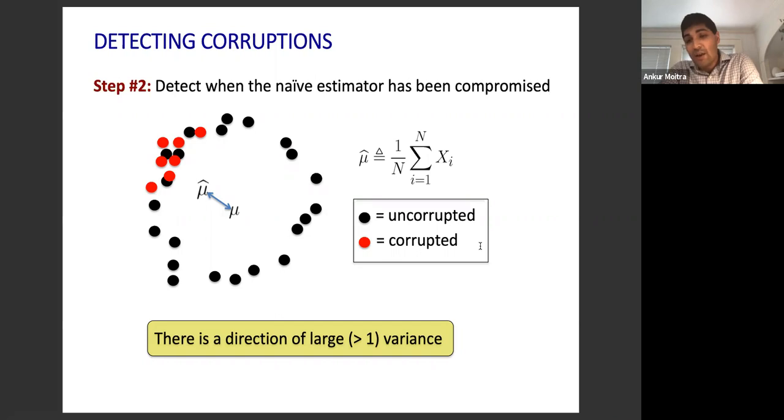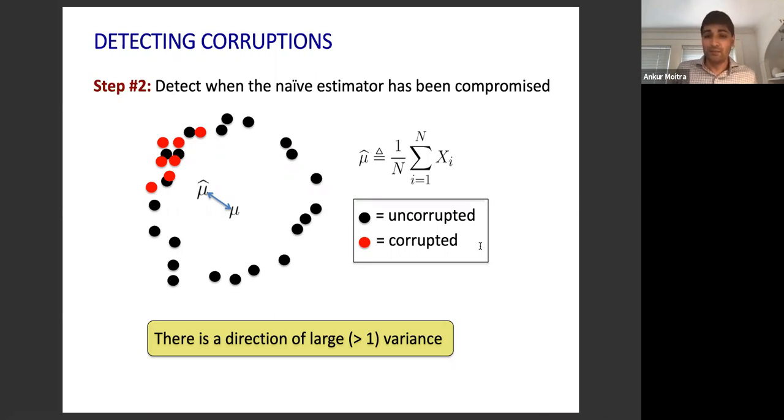Because when I'm in this unknown mean case, I'm operating under the promise that the covariance is the identity. So along every 1D projection, my variance is supposed to be 1. But the trouble is that when the adversary adds this budget of epsilon corruptions that are root d away from the mean, well, along that direction connecting mu and mu hat, when you project along that direction, the variance is much, much larger than it should be.